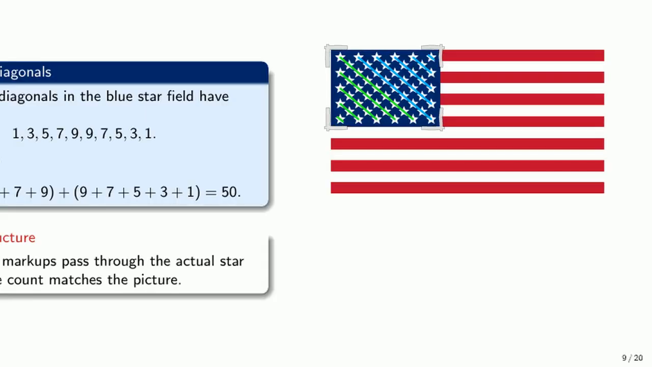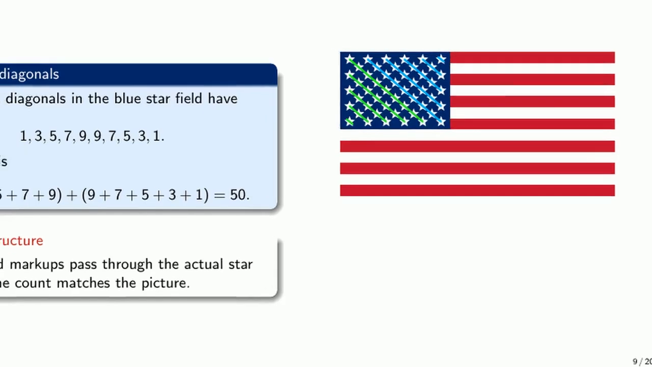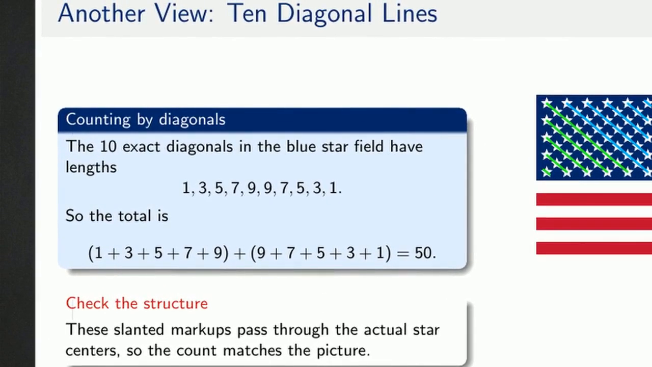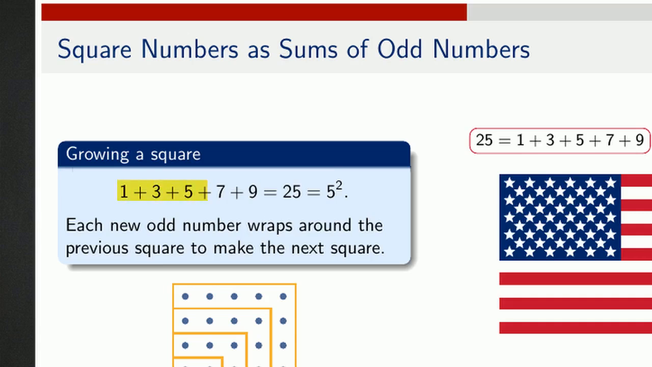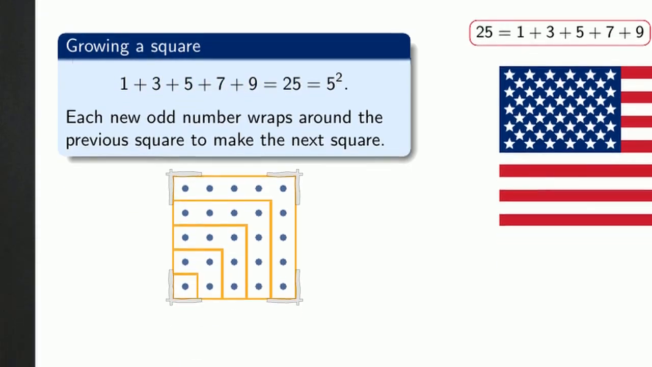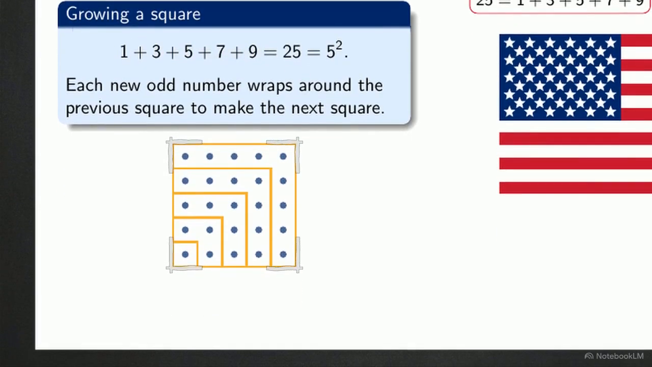This diagram highlights 10 diagonal lines passing through the star centers. Counting the stars on these slanted lines yields a perfectly symmetrical sequence of odd numbers: 1, 3, 5, 7, 9, and then 9, 7, 5, 3, 1. This animation illustrates a core mathematical rule. Summing consecutive odd numbers always creates perfect squares. Each new odd number wraps around the previous shape to build the next square array.